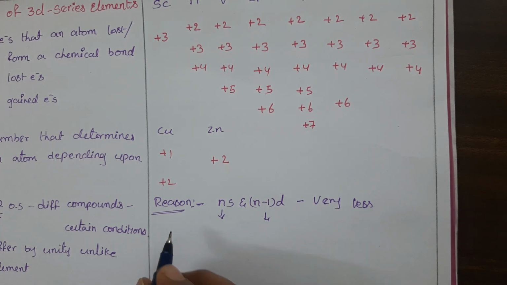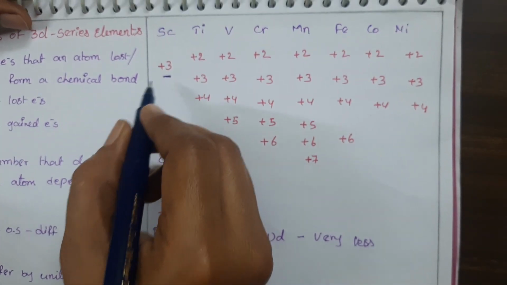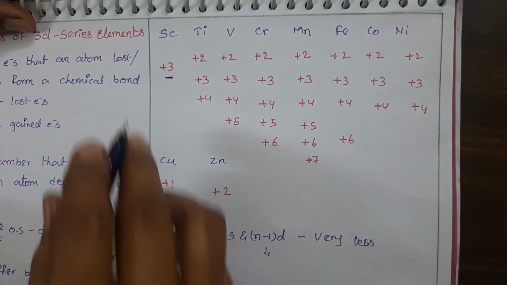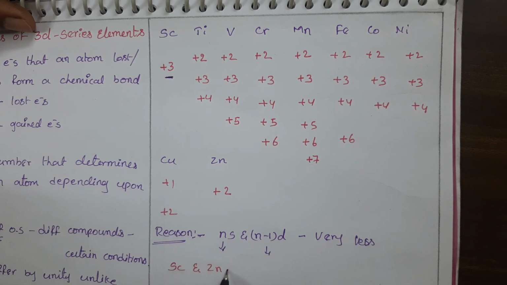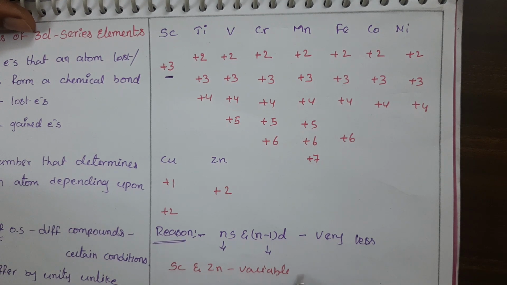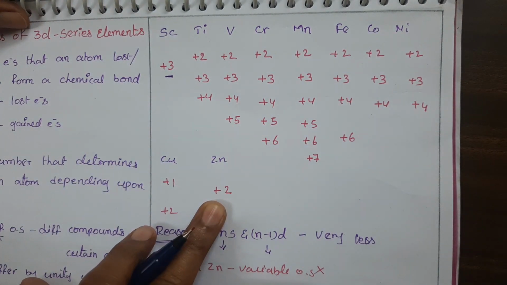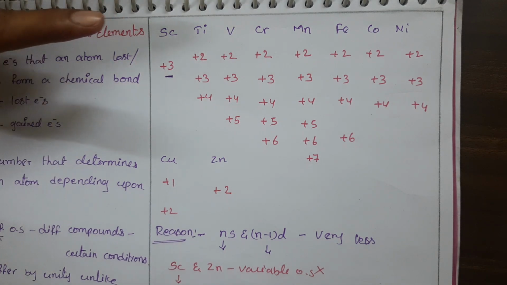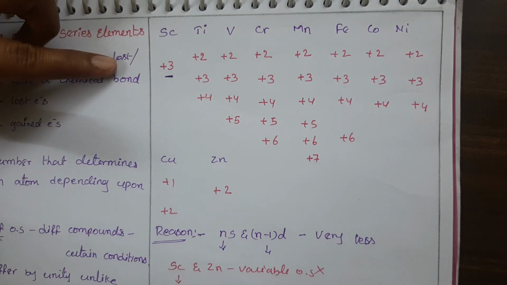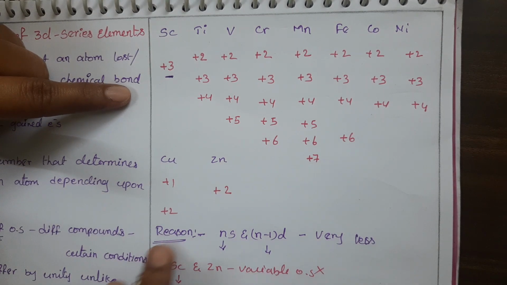And also see here, scandium is showing only one oxidation state. In this total 3D series, scandium is not showing variable oxidation states. Scandium and zinc are not showing variable oxidation states. These two elements are not showing variable oxidation states. Especially scandium, when we observe it, is a transition element. So the only transition element in the 3D series not showing variable oxidation state is scandium. In the entire 3D series, we can consider scandium and zinc.